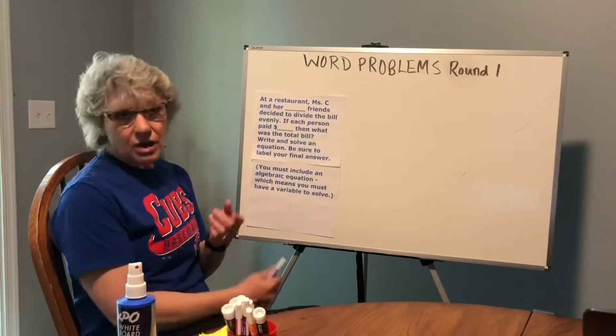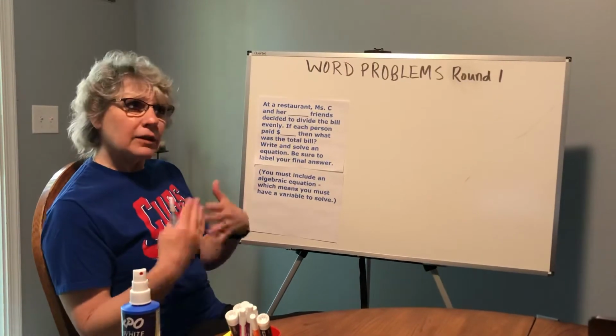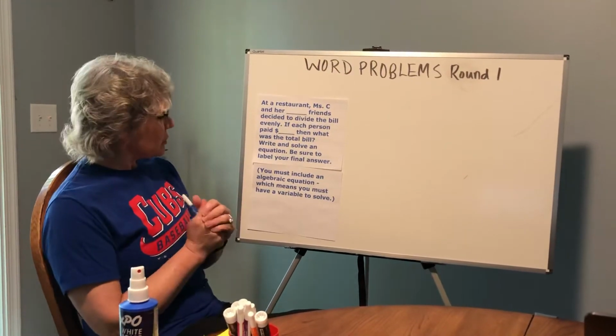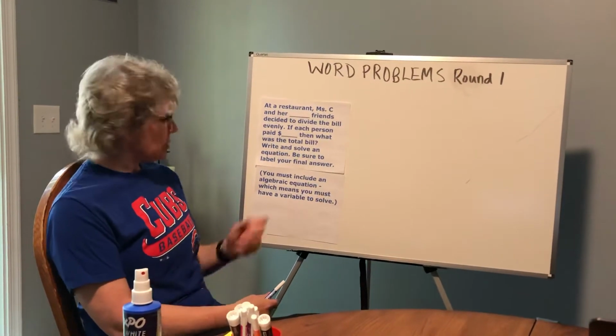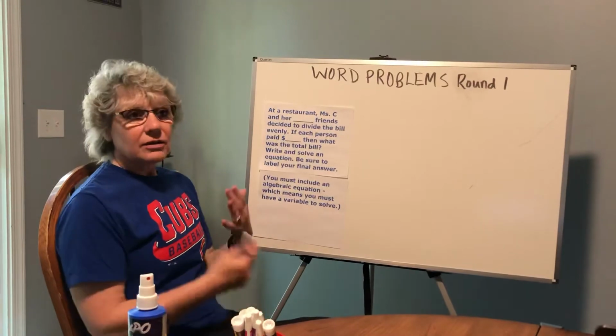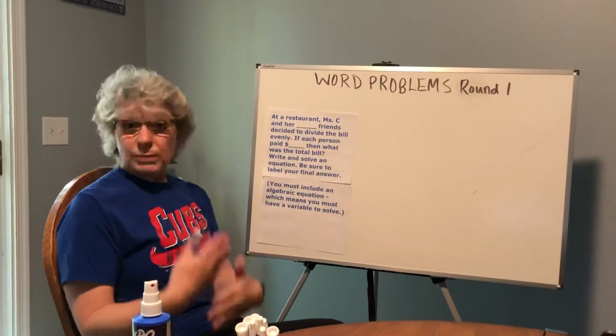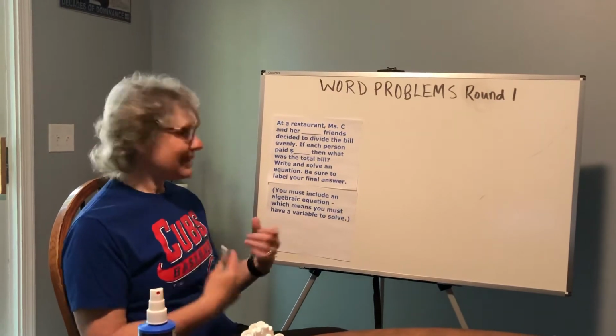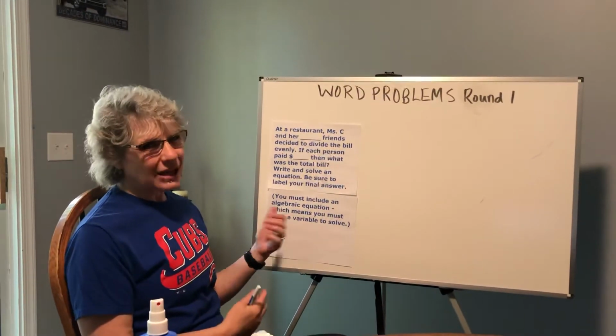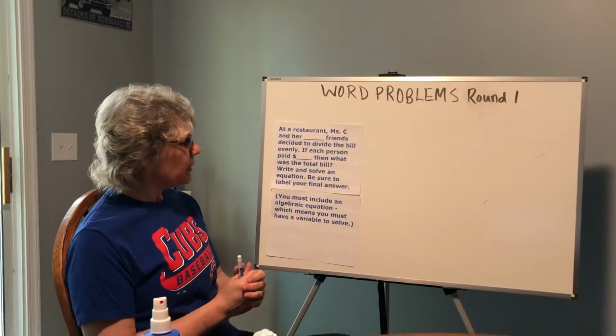Now this is where things got a little bit hairy for those of you that submitted answers. It says write and solve an equation. Be sure to label your final answer. But this part, many of you did the problem. You worked backwards, which is a fabulous way of solving a problem. But your directions were to make it algebraic, so I'm looking for a variable.